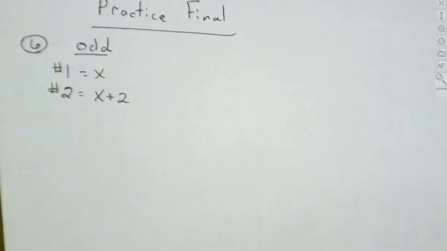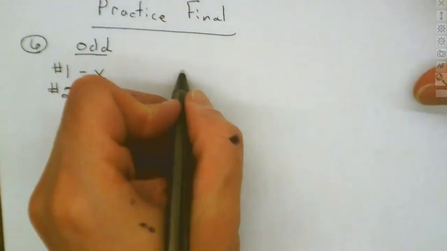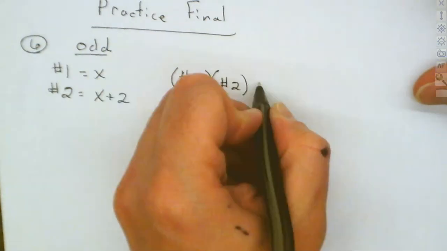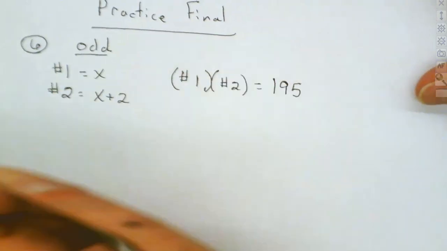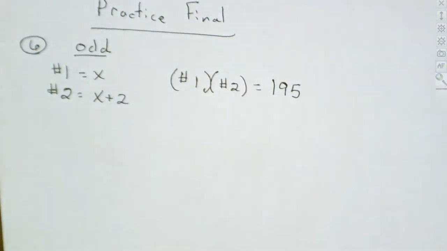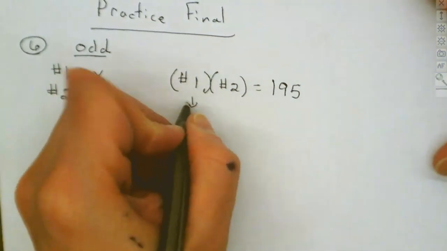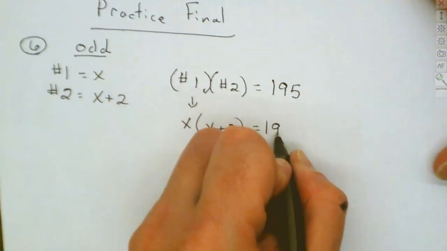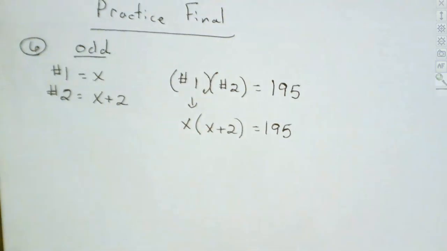Now, what is our equation going to look like? Well, we want to find the product of the two numbers. So that's number 1 times number 2. And that's going to be 195. Plug them in. So that's your x, and x plus 2 equals that 195. And hopefully you kind of remember how to solve this, right? It's been a while since we've done one of these. We want to distribute that x through and then set it equal to what? 0. So let's do that.